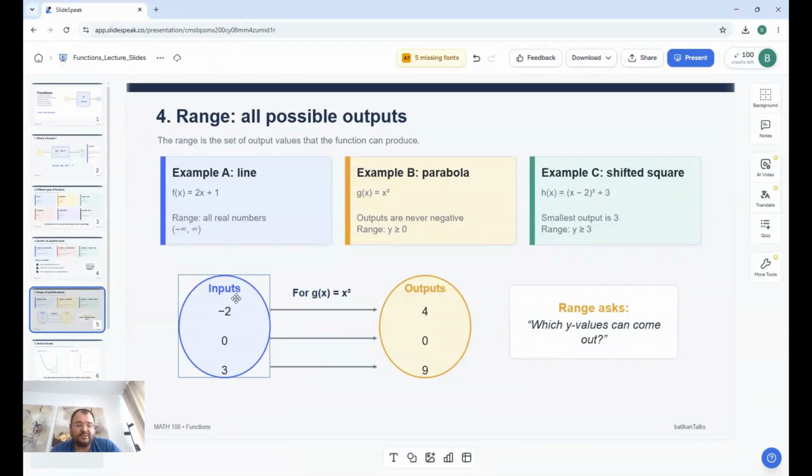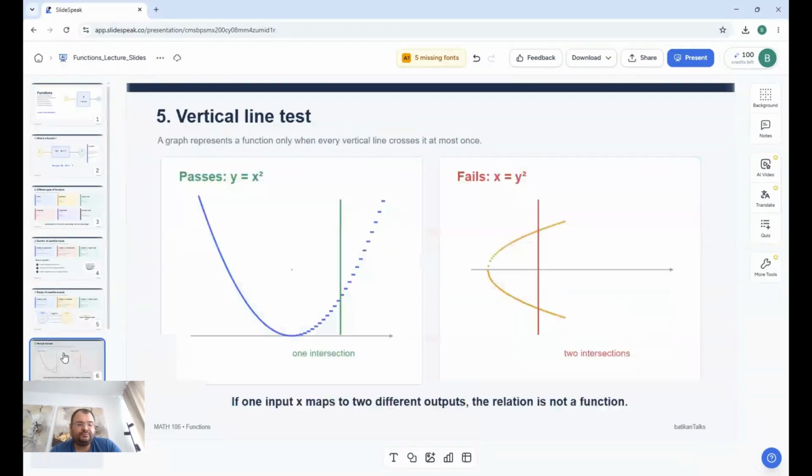And we have the example: the input set, which is the domain set, and the output set, which is the range set. We have x square, which is an example. Okay, and we have the vertical line test.